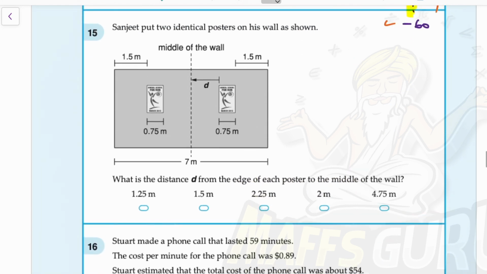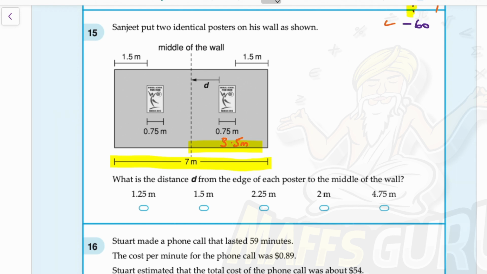Sanjeet puts two identical posters on his wall as shown. What is the distance D of the edge of each poster to the middle of the wall? Okay, so how are we going to do this? Well, we know the total length is 7 meters. So if we could find the length of one wall, that would be good. Well, obviously, because it's in the middle of the wall, we now know that this distance here is 3.5 meters.